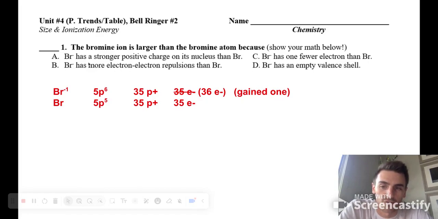Letter A isn't true because they have the same positive charge, because they're both bromine. Letter C is wrong because it doesn't have fewer electrons. It has more electrons. And then the last one doesn't work, because it has a full valence shell, not an empty valence shell. So number 1 should be B.